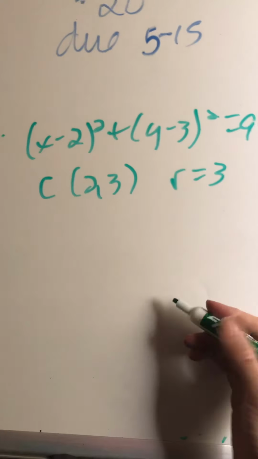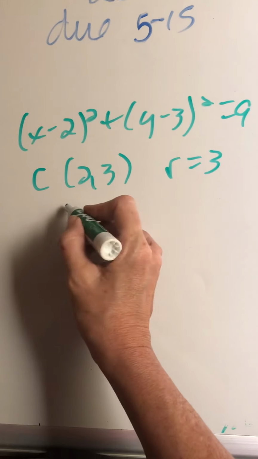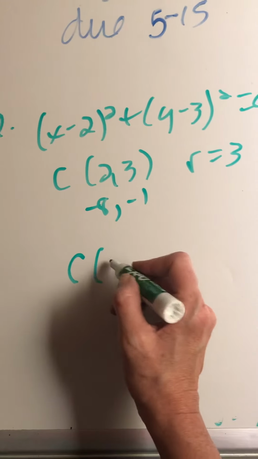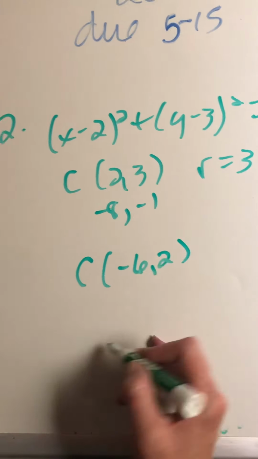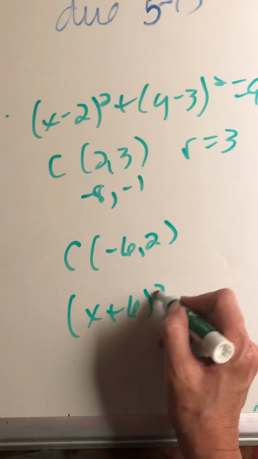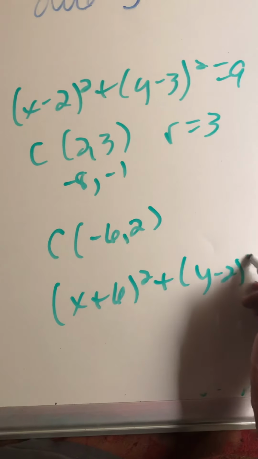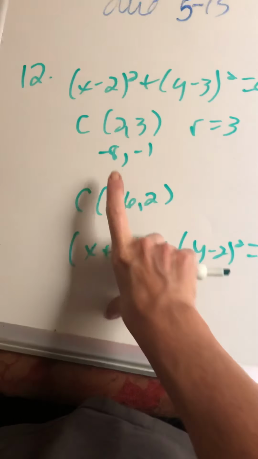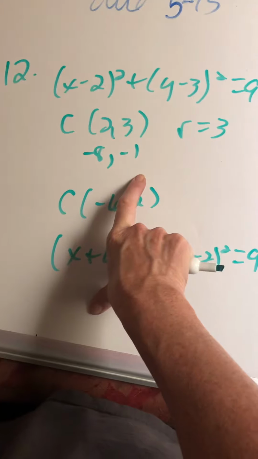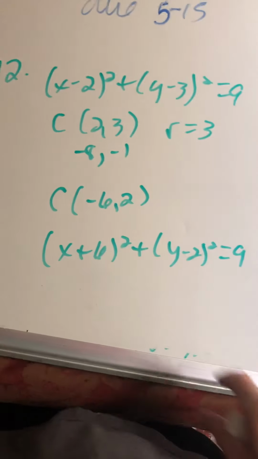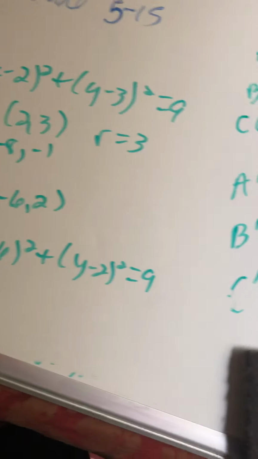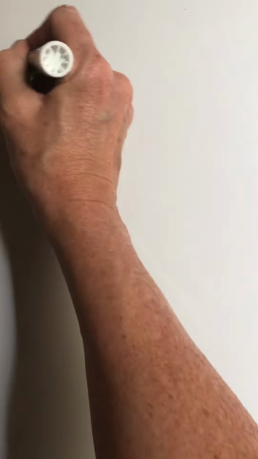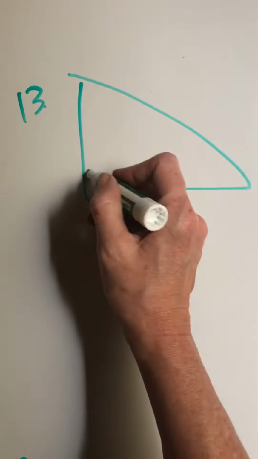What is the equation of the circle if it's translated 8 units to the left, so that's a -8, and 1 unit down, negative 1? So my new center is (-6, 2). So it'd be (x + 6)² + (y - 2)² = 9, because my radius didn't change. But it was left 8, so that's a negative, and down 1, so that's a negative. So it just affects my center like I showed you. So that's number 12.